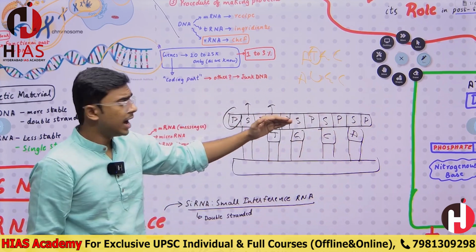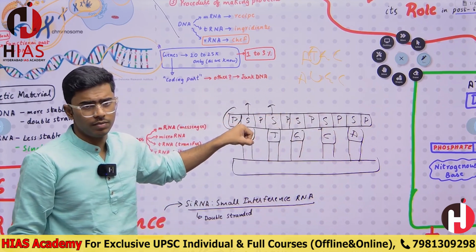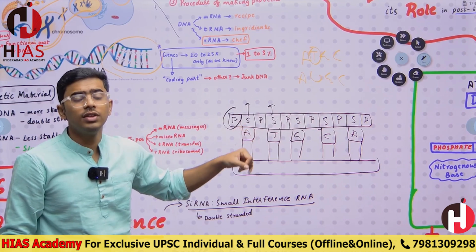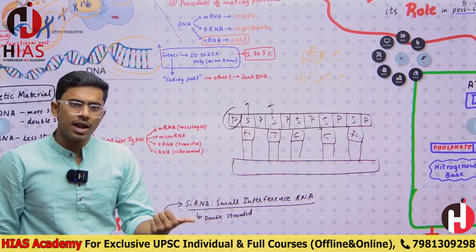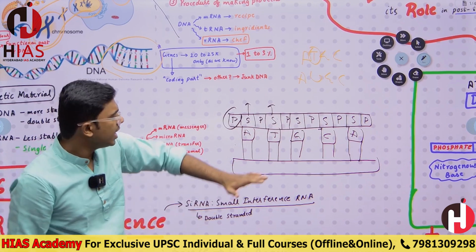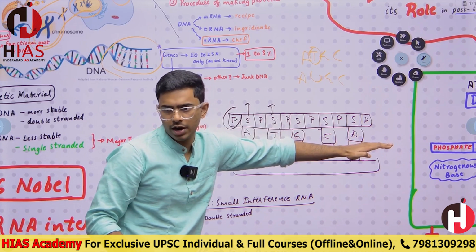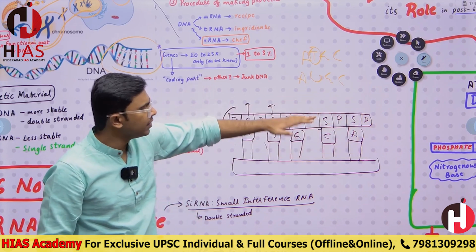Okay. And what is the sugar here? What is the sugar here in DNA? Deoxyribose is the sugar. In RNA, simply ribose is the sugar. And in RNA, you won't see this bottom part. You'll only see the top part in the RNA.